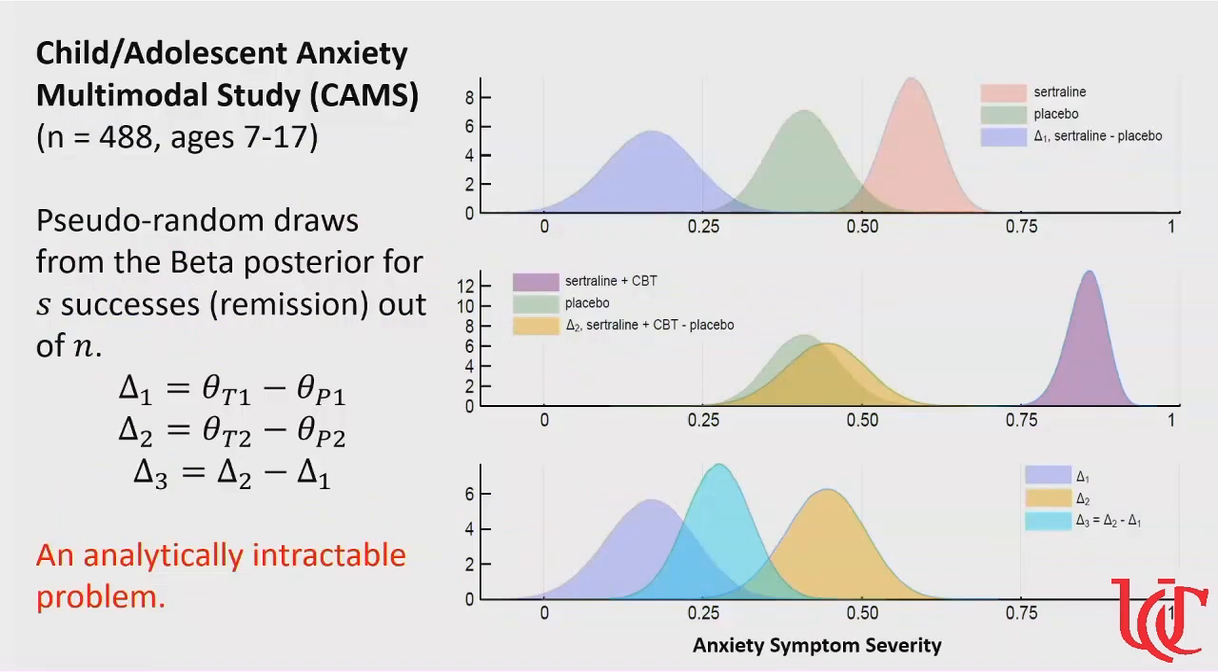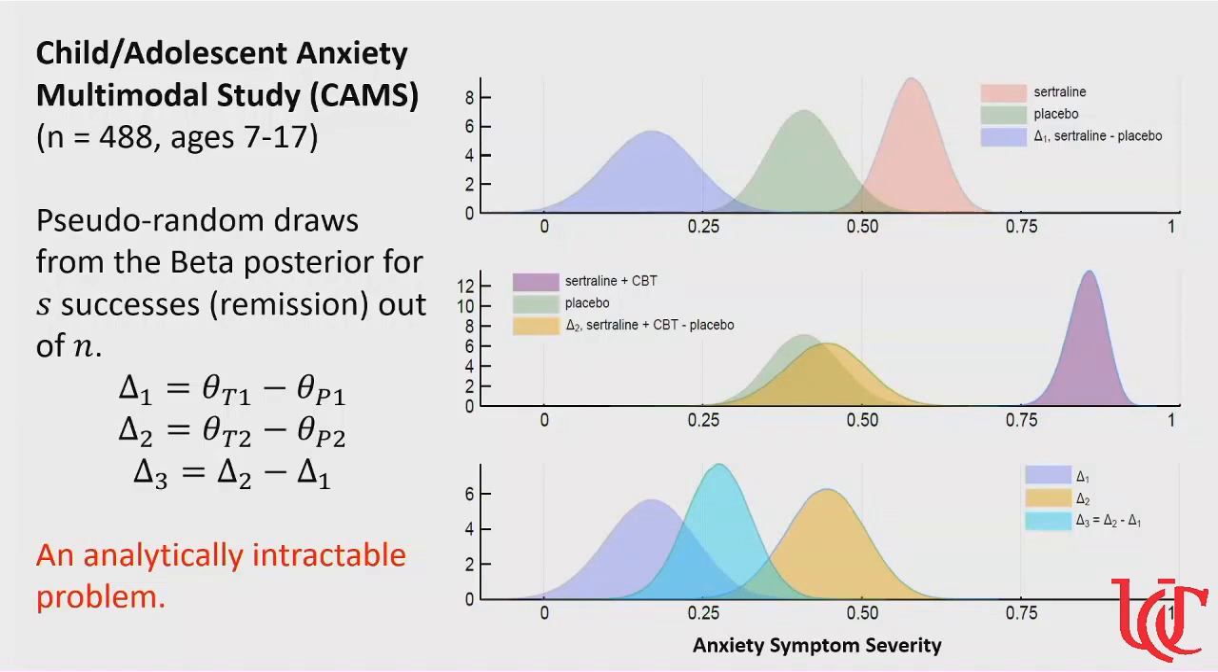This is a child-adolescent anxiety multimodal study, CAMS, looking at different treatments for anxiety in children and adolescents. And the monotherapy is sertraline, so giving them the sertraline medication compared to placebo. So you just get the number of successes and number of patients in the sertraline group, and the number of successes and number of patients in the placebo group. There's a big placebo effect in anxiety, depression, a lot of these trials, but especially in psychiatry.